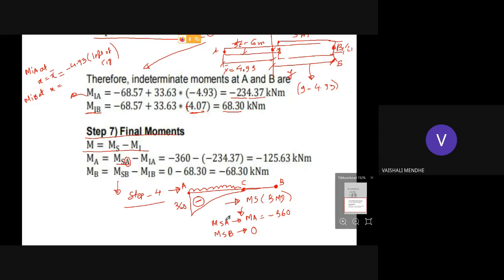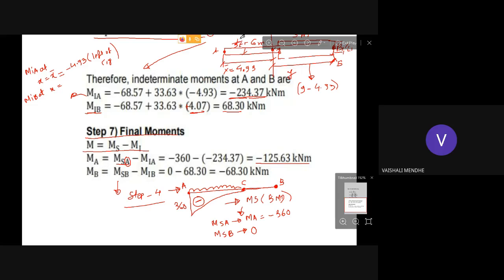So that will be your MSA and MSB. So we'll put this value in this equation. MA is equal to MSA minus MIA. So MSA is minus 360, the final moment, MS minus MI. So MSA minus MIA: minus 360 minus of MIA. How much did we get? Minus 234. So minus of minus 234.37, you will get the final moment at A.